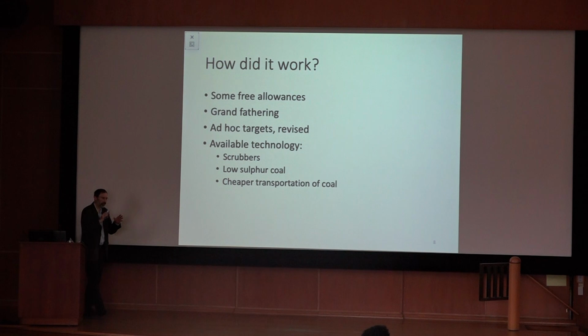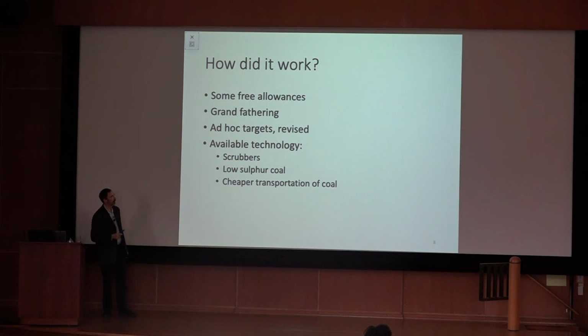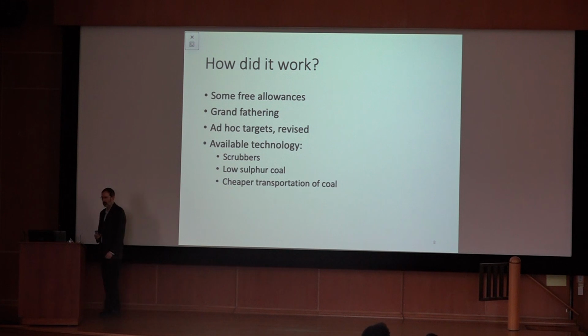But there was also a favorable context. The technology to deal with that was there. The scrubbers were already available as a technology to filter the emissions. There was the possibility to buy low sulfur coal, and the transportation ways to bring this low sulfur coal to the power plants. There was a liberalization of transportation of coal that made it possible to switch to better coal. So that's how people look at this policy.